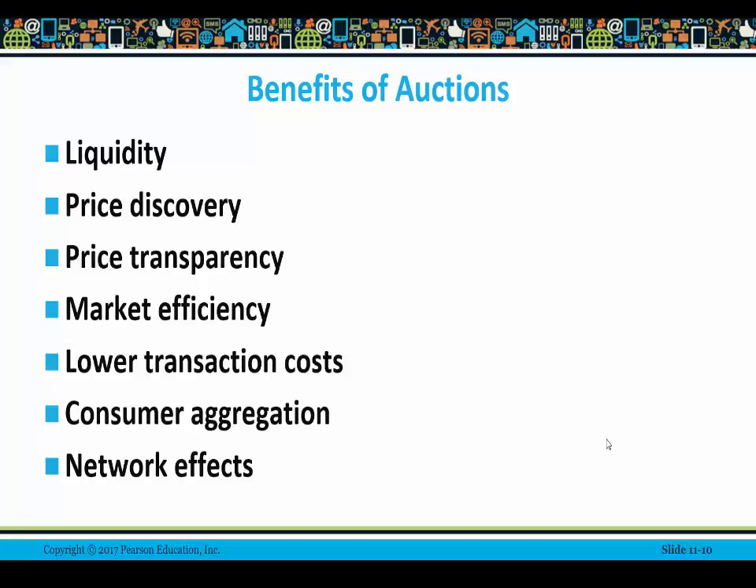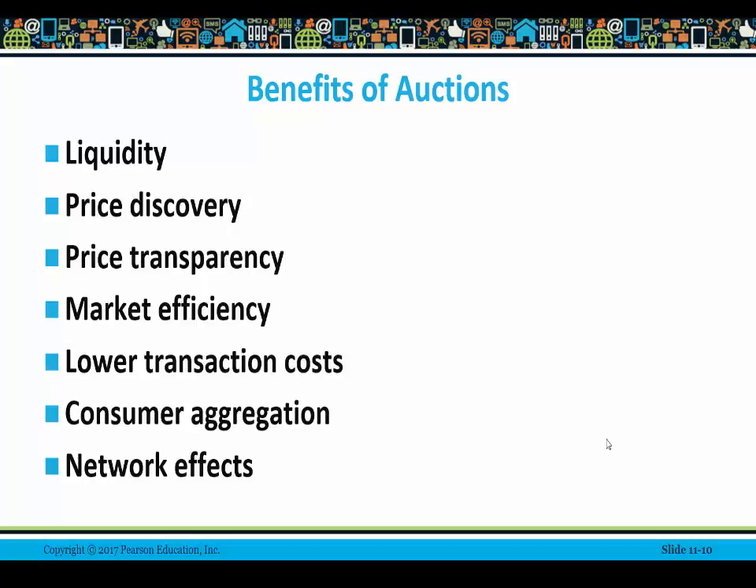Another one is price transparency. Public internet auctions allow everyone in the world to see the asking and bidding prices for items. Market efficiency. Auctions can, and often do, lead to reduced prices and hence reduced profits for merchants, leading to an increase in consumer welfare, one measure of market efficiency. Lower transaction costs. Online auctions can lower the cost of selling and purchasing products, benefiting both merchants and consumers. Consumer aggregation. Sellers benefit from large auction sites' ability to aggregate a large number of consumers who are motivated to purchase something in one marketplace.